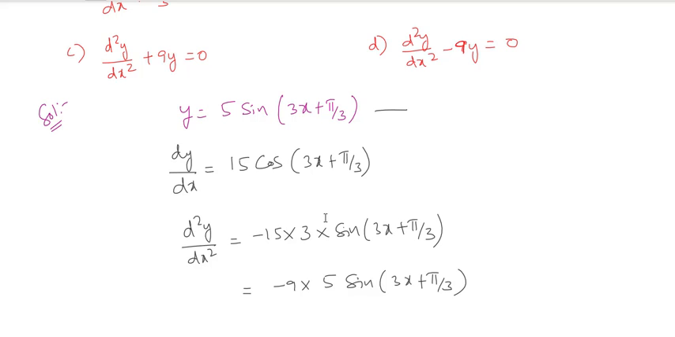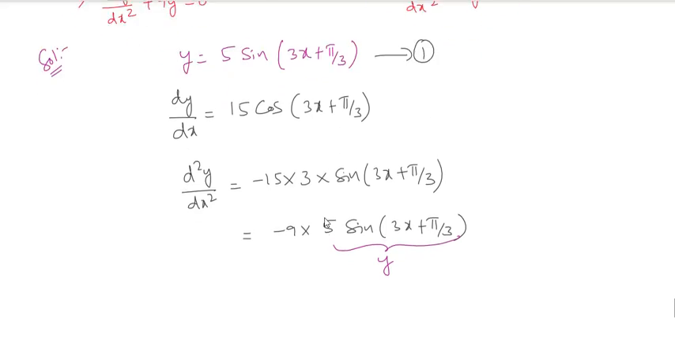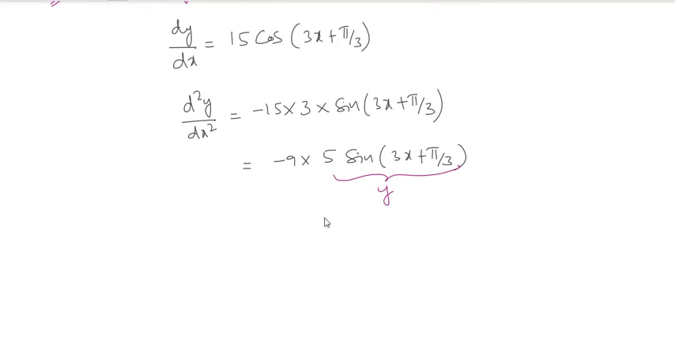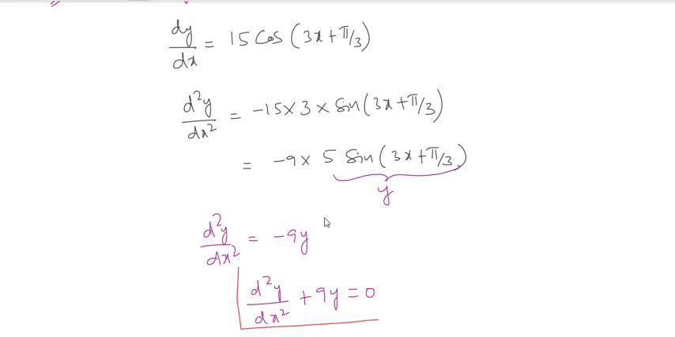Now take this as equation 1. What is 5 sine 3x plus pi by 3? It is y, yes or no? This is your y. Then directly you will have d square y by dx square is equivalent to minus 9y. So now you will have the differential equation d square y by dx square plus 9y is equivalent to 0. This is the differential equation for the corresponding thing. So which option is correct? Option C is the right answer. Am I correct or not?